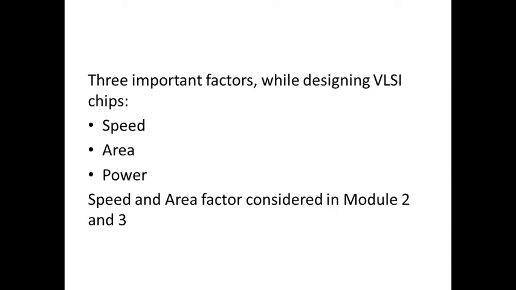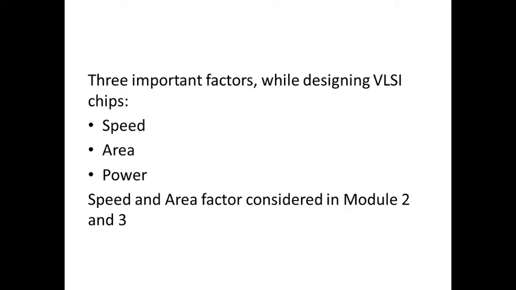When you go for designing any VLSI chips, you need to think about three important factors, that is speed, area and power. But simultaneously it is not possible to get a chip which gives you very high speed, takes very small area on the silicon wafer, and has very low power dissipation. So there are always trade-offs. If you want very high speed, then there will be high power dissipation and vice versa.